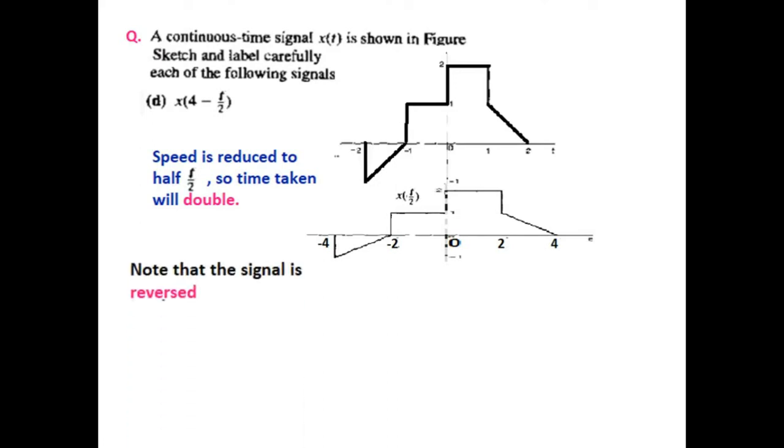And then we shift. This we doubled first, and then since there is a negative sign, we have to do the reversal also. So we have to reverse this. We got x(t by 2), we need to get x(minus t by 2). So we reverse the signal. So now we have got x(minus t by 2), and then we go for the shifting part.